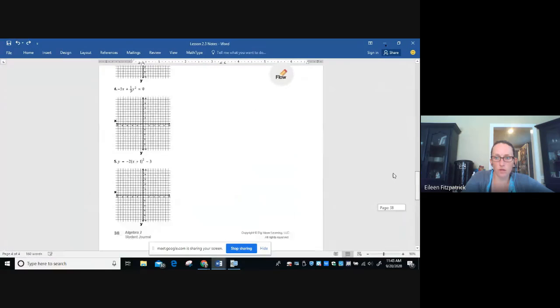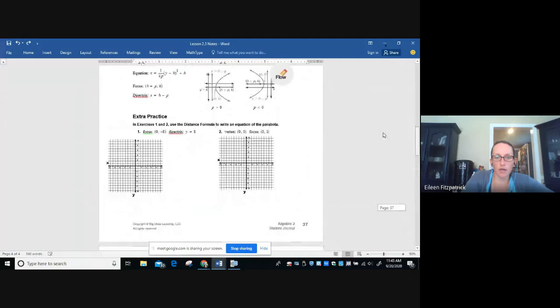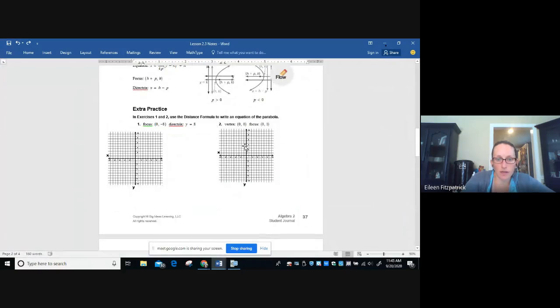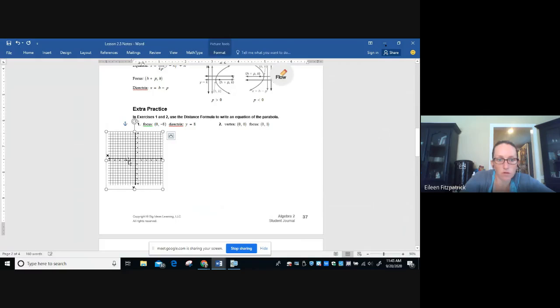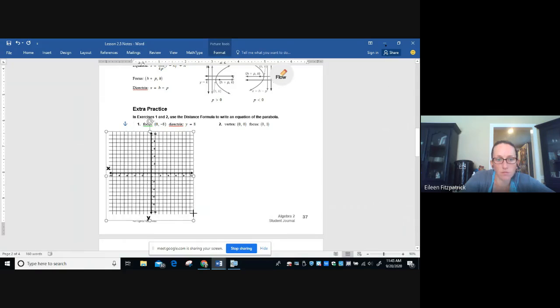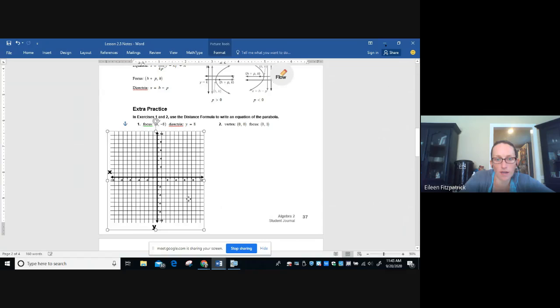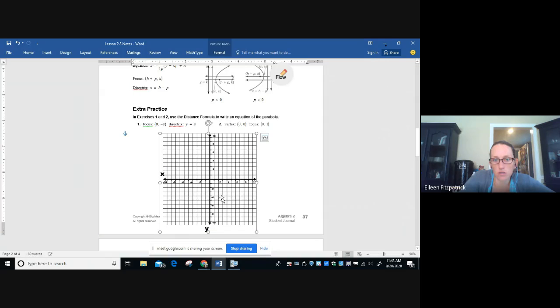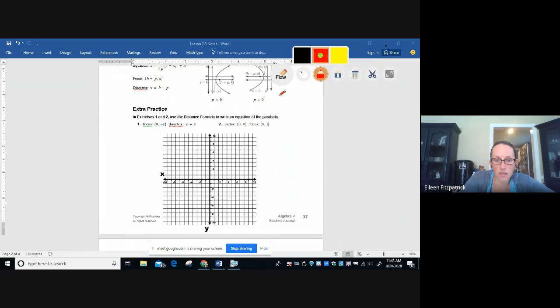All right, let me scroll up. So working on the even problems today. So we're doing problem number 2 today, okay? Problem number 2 tells you that your vertex is at 0, 0, your focus is at 0, 1. Remember, I'm not using the distance formula because I think it's easier just to graph and talk about the answer. All right, so let's plot the vertex at 0, 0.